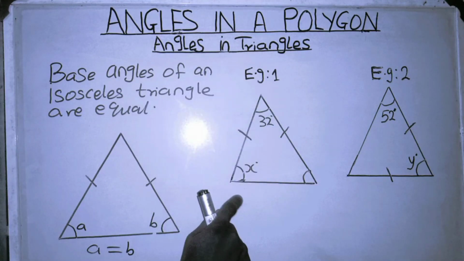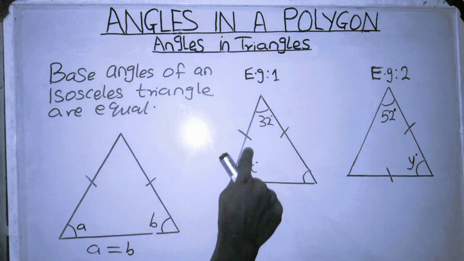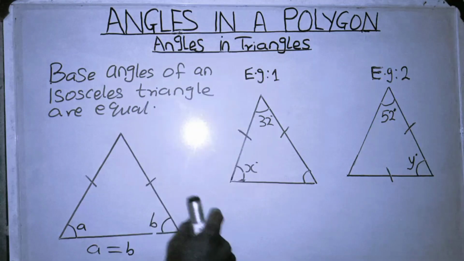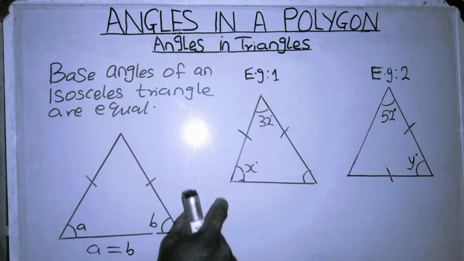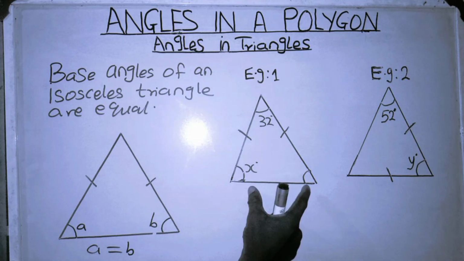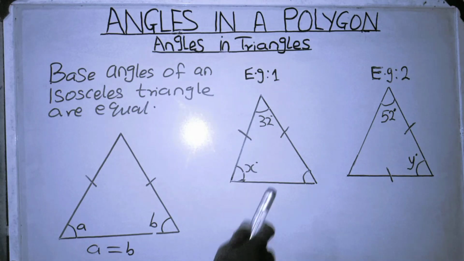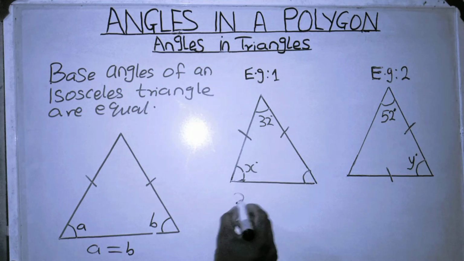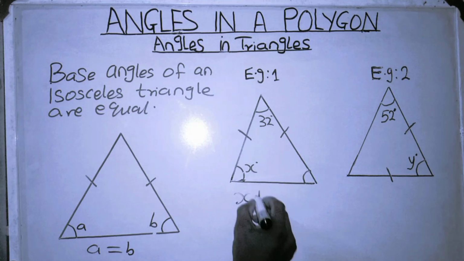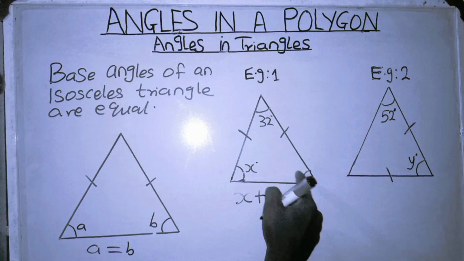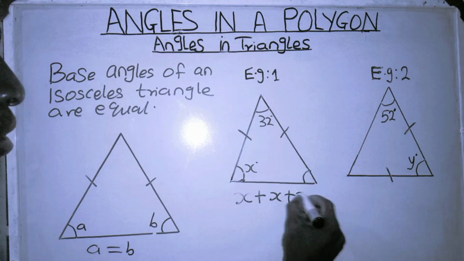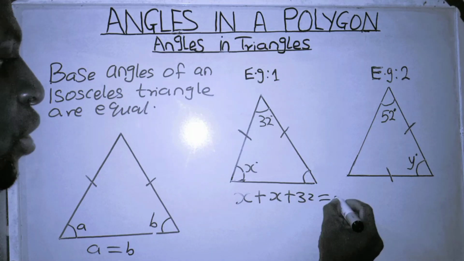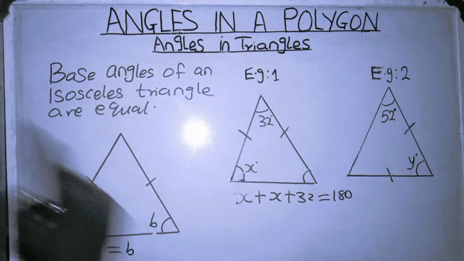But one most important thing here is that one peculiar case here is that this is what? An isosceles triangle. And whenever you see an isosceles triangle, what comes to mind is the base angles. Okay, the base angles of an isosceles triangle are equal. So therefore, this place x, this place should also be what? X. So we can now have it as x plus x, because this place and this place are x, because they are base angles, they are equal, plus 32, all equal to 180 degrees.